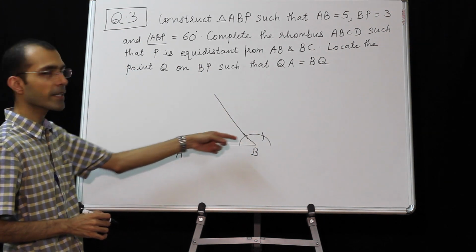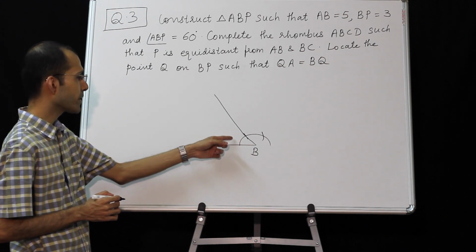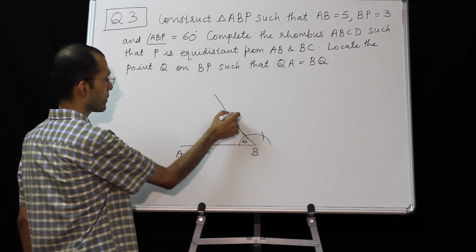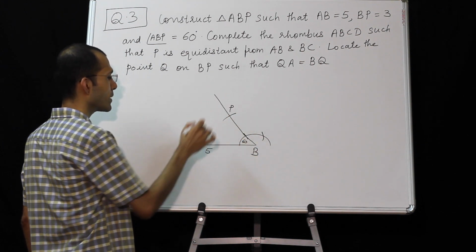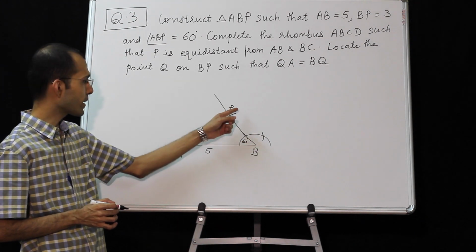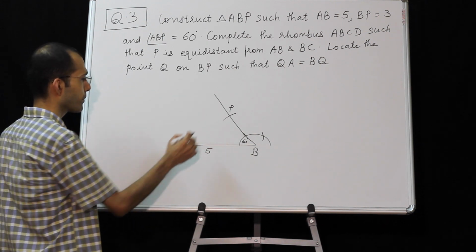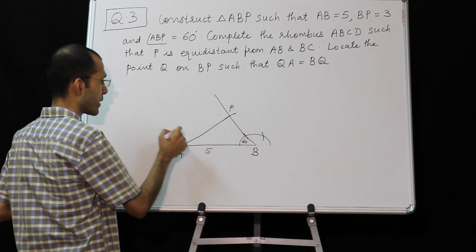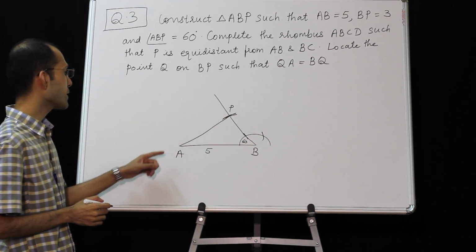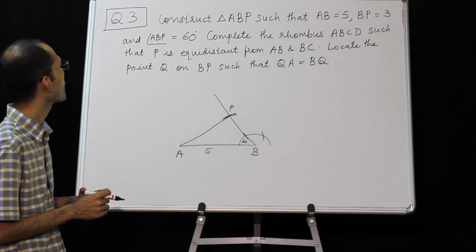Now BP is 3, AB is 5, and this is 60 degrees. You will have to cut an arc of 3 centimeters with the pointed edge here. That would locate our point P. Join. Make it a little more clear. So this becomes triangle ABP. 1 mark, you will get it here.